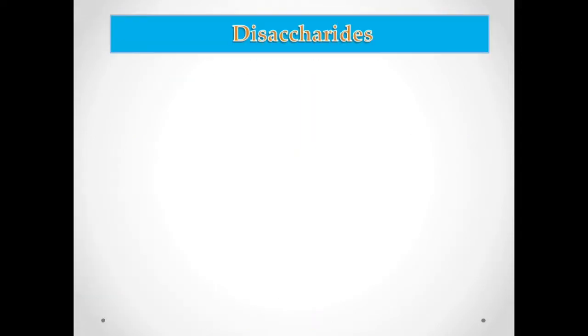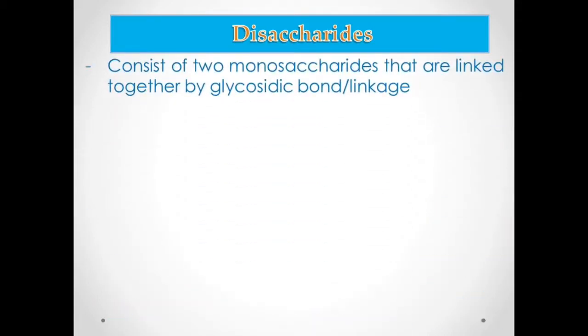Okay, so disaccharides, as we have learned, consist of two monosaccharides that are linked together by the oxygen bridge, or what we call the glycosidic bond or linkage.